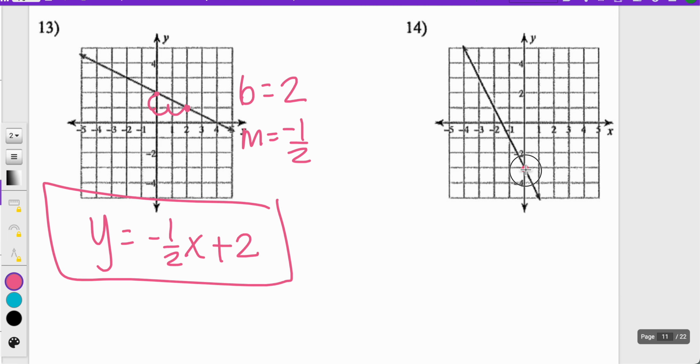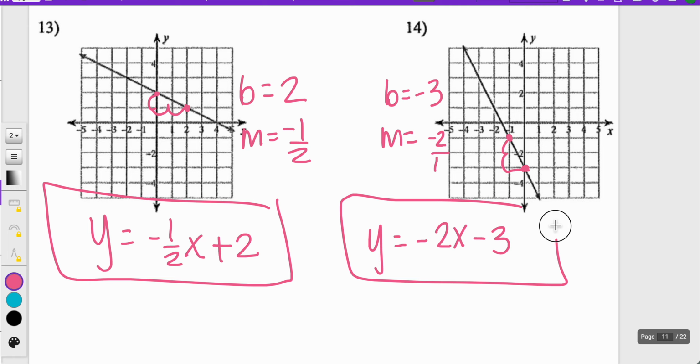Number 14, I've got negative 3 as my b, and then perfect point, I see 1 right here, so let's use that one. I'm going to go left to right, down 2 over 1, so that's negative 2 over 1. So y is equal to negative 2x minus 3.